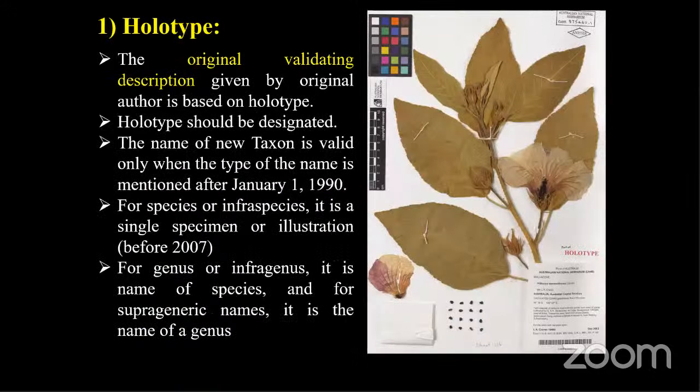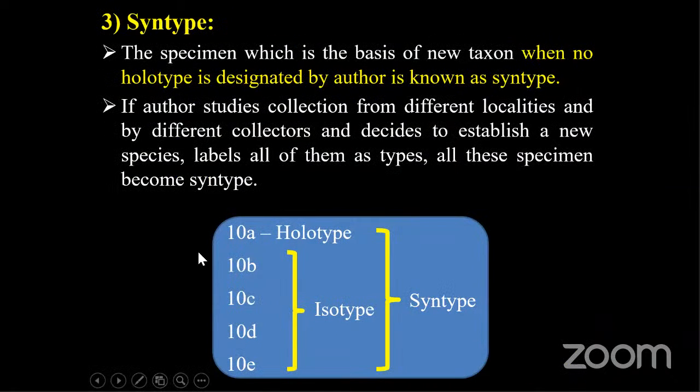So firstly, the holotype. Actually, the original validating description given by the original author is based on the holotype. Say, for example, you have visited a particular forest area and you come to know that plant number 10 is a new plant, which is not identified yet. So you have collected 5 different specimens of that particular plant. Say, for example, 10A, 10B, 10C, 10D, and 10E, right?